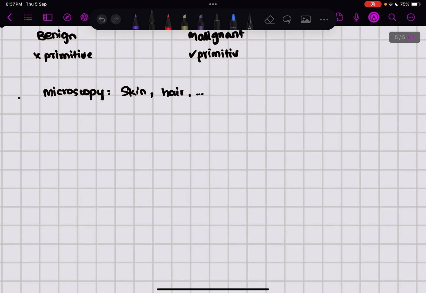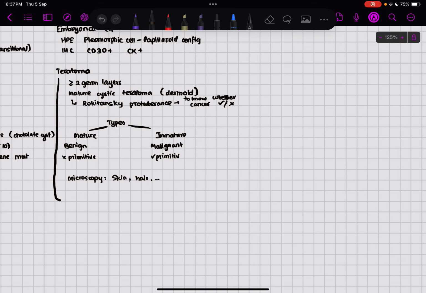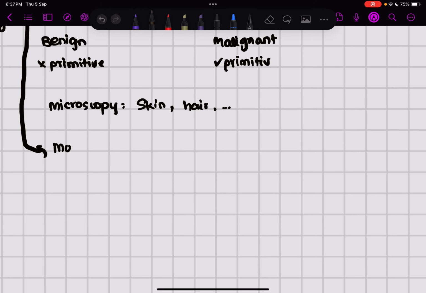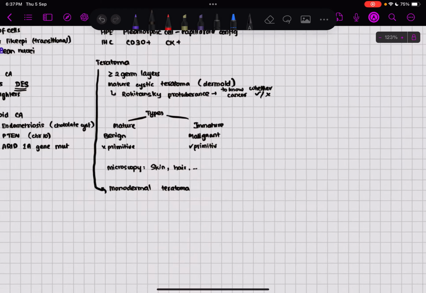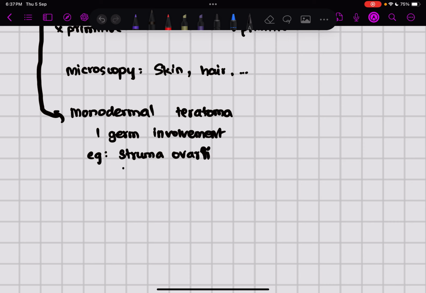Bone, cartilage also. Now, there is a special type under teratoma, which is monodermal teratoma. Teratoma in general means more than or equal to two germ layers involvement, but here only one germ layer is involved. An example is struma ovary, which is nothing but thyroid in ovary.